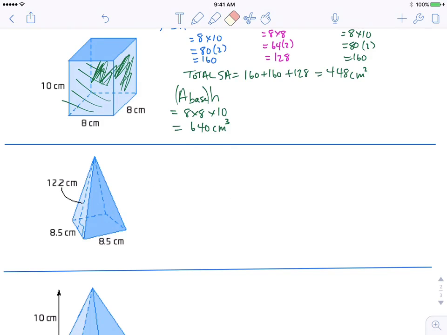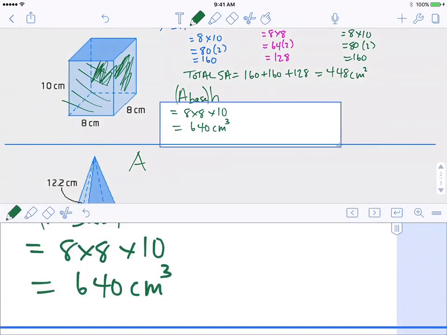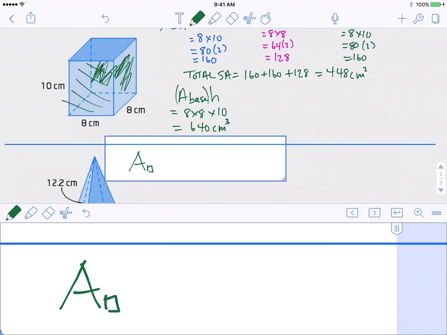I'm going to erase this right now. And we can show our work like this if we'd like. Area of, it'd be better to blow that up a little bit. Area of the square is going to equal length times width.